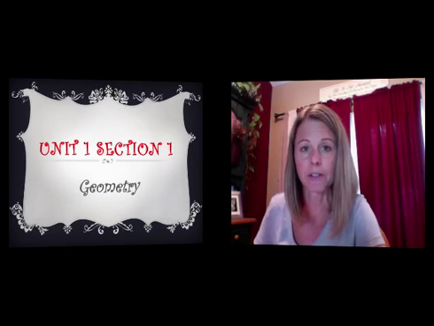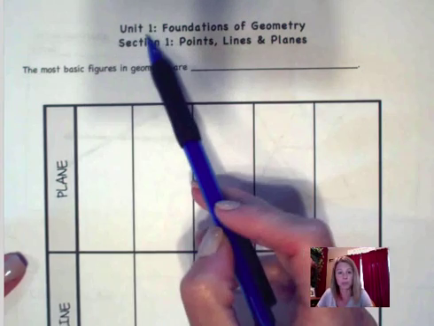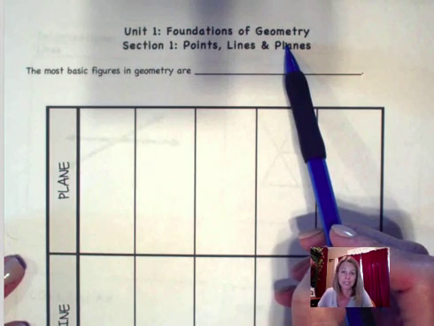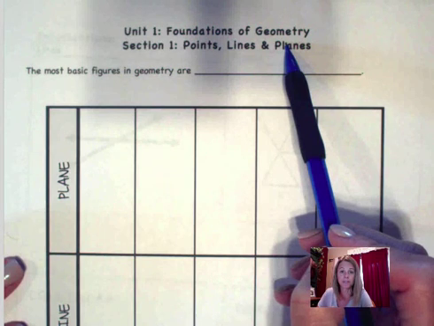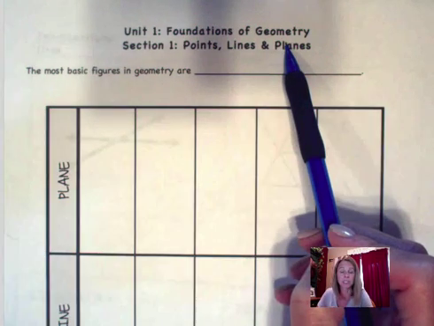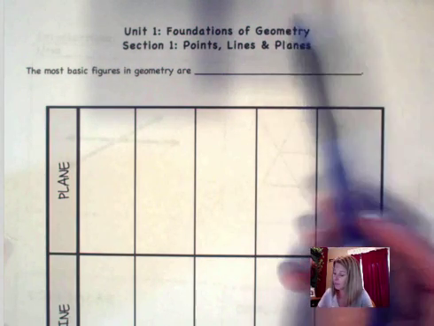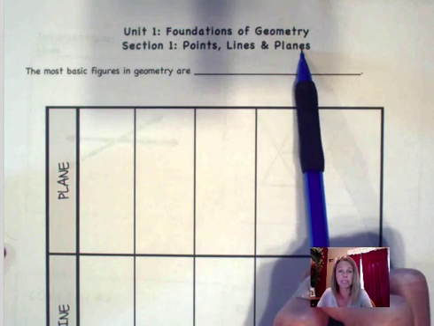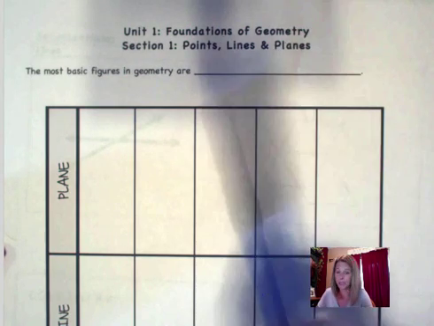You should have in front of you the note packet. We are, of course, starting with Unit 1. This is called Foundations of Geometry because we will really begin with many of the foundations and vocabulary terms and theorems. Section 1, points, lines, and planes. So we will start very basic with a lot of vocabulary today.